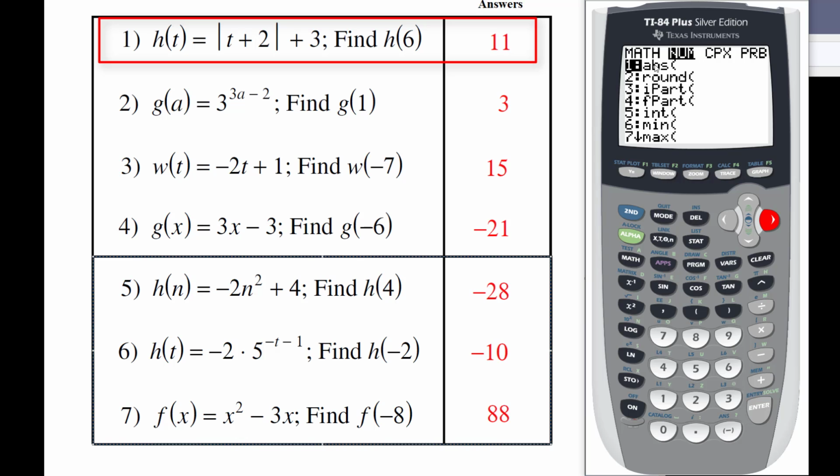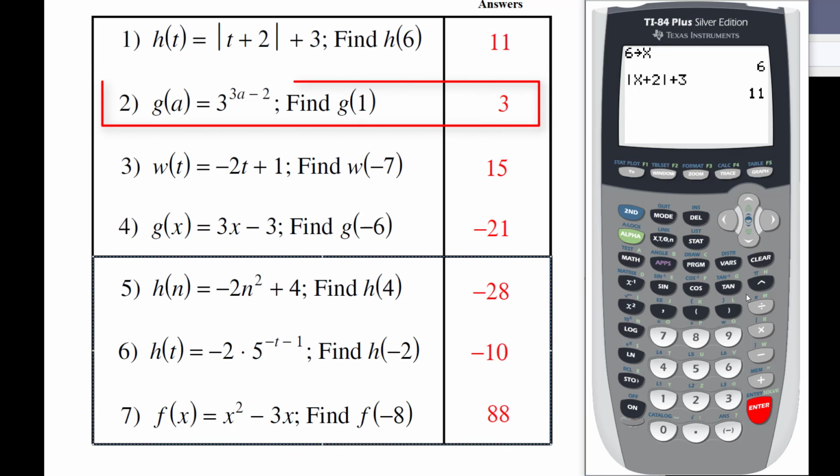So for this first one, it's using an absolute value function. We had to hit math. It goes to the number menu, come down, pick abs, and then type in x plus 2, get out of the absolute value, say plus 3. And then we hit enter, it evaluates for x as a value of 6.